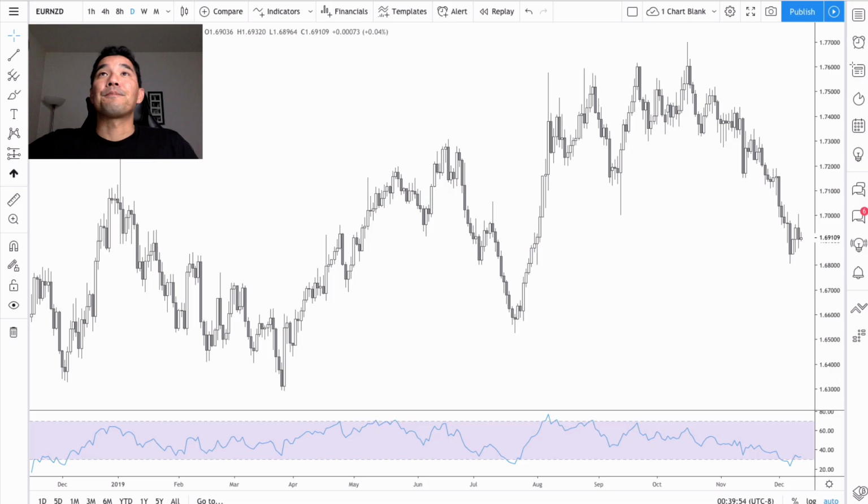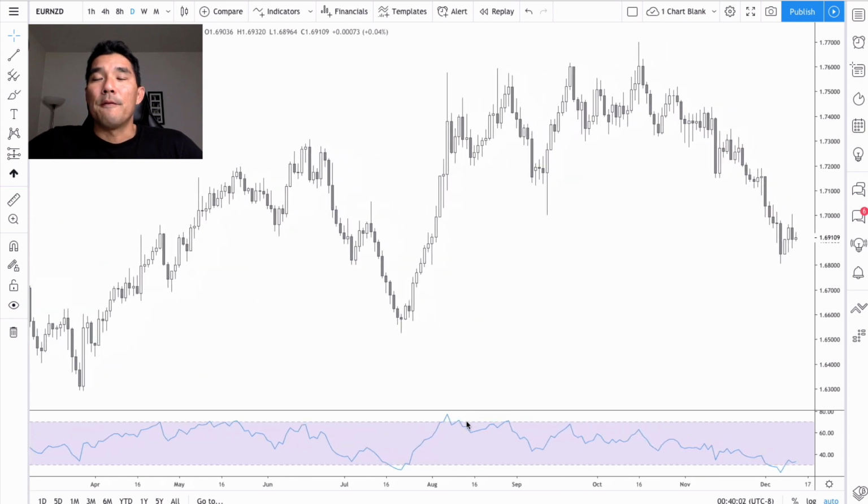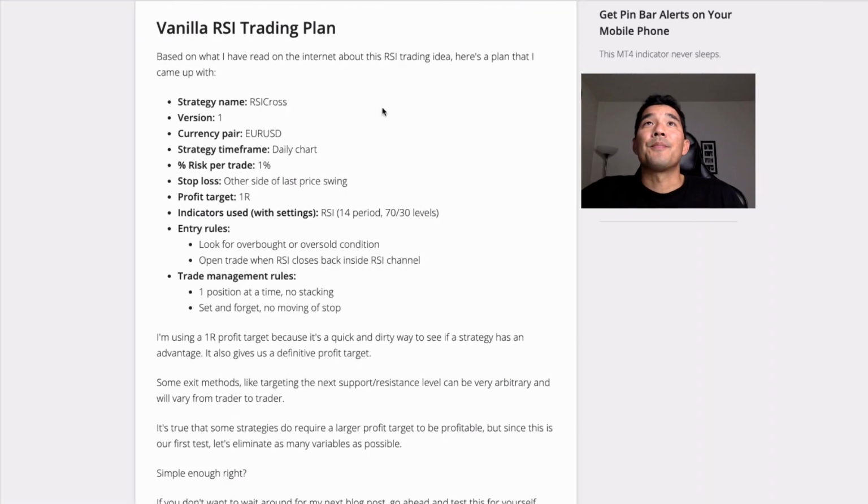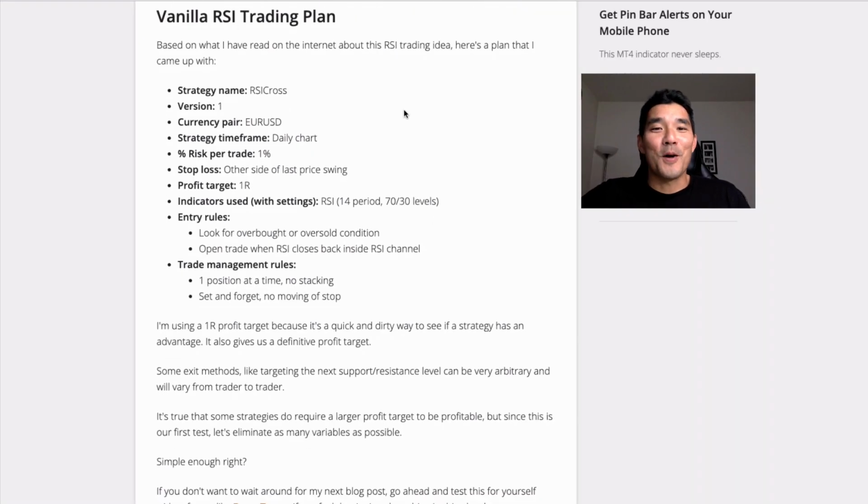Number one, we're going to do a vanilla RSI. So if we look at the chart up here, this just means that if price pops out of the 70 level, well, let's take a look at the settings first. Okay, so this is the vanilla RSI trading plan. So I'm going to call this the RSI Cross.